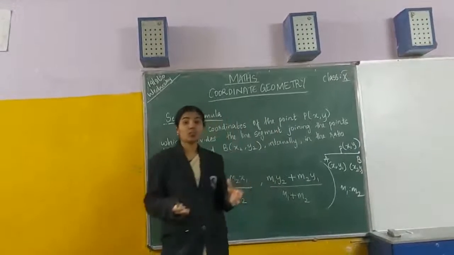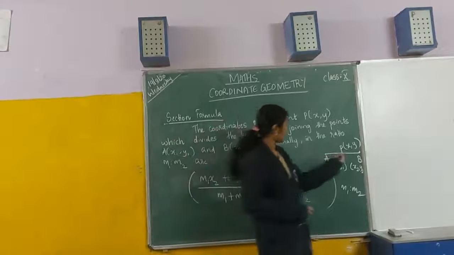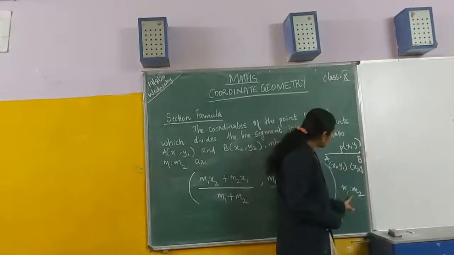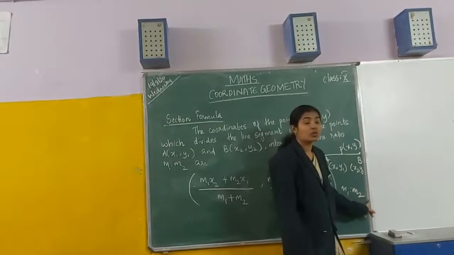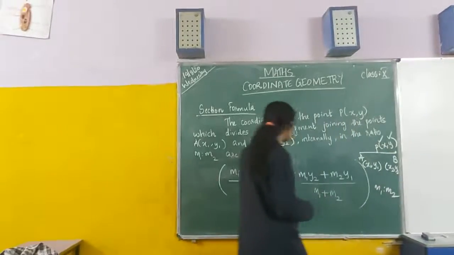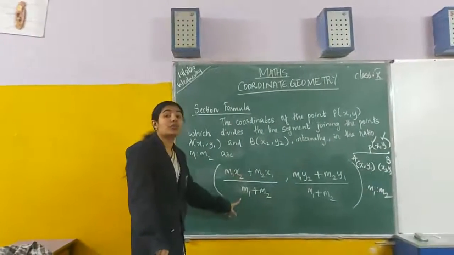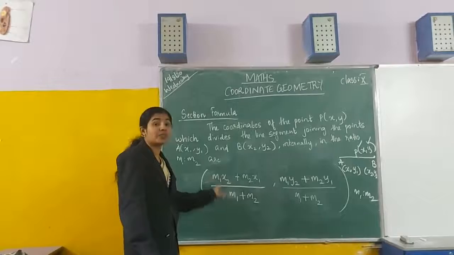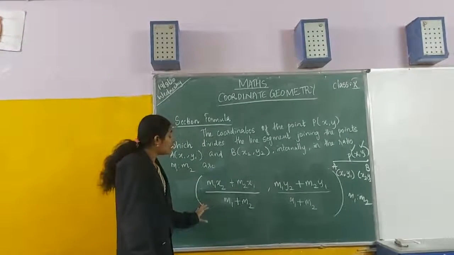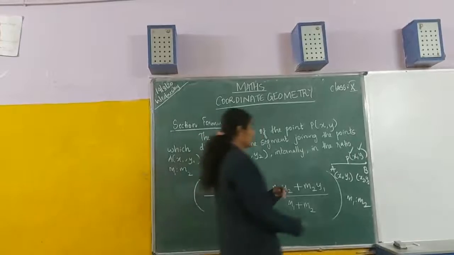So when you are given 2 points and a point divides the line segment AB in the ratio m1 is to m2, then how to find the coordinates of P? By using the section formula, we find the x coordinate and y coordinate of the point. Now I will show one example for this.